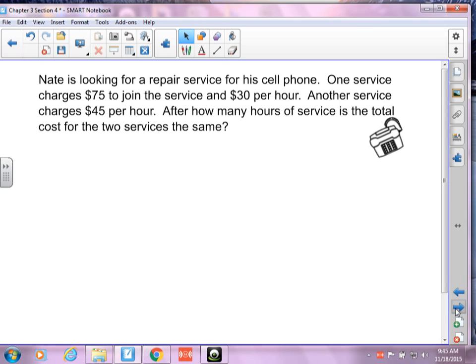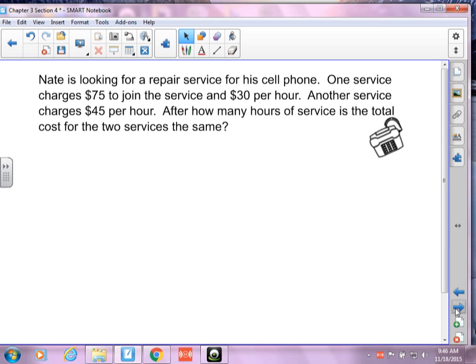All right, who would like to read it? Please. Nate is looking for a repair service for his cell phone. One service charges $75 to join the service and $30 per hour. Another service charges $45 per hour. After how many hours of service is the total cost for the two services the same? Now, is this something that you would see in everyday life? Yeah. Like, are you going to go with Sprint or AT&T? Which one's the better plan and why? If you're not doing it, mom and dad probably are, aren't they? And they're trying to find a better deal. So this is an everyday life problem you're going to actually use.